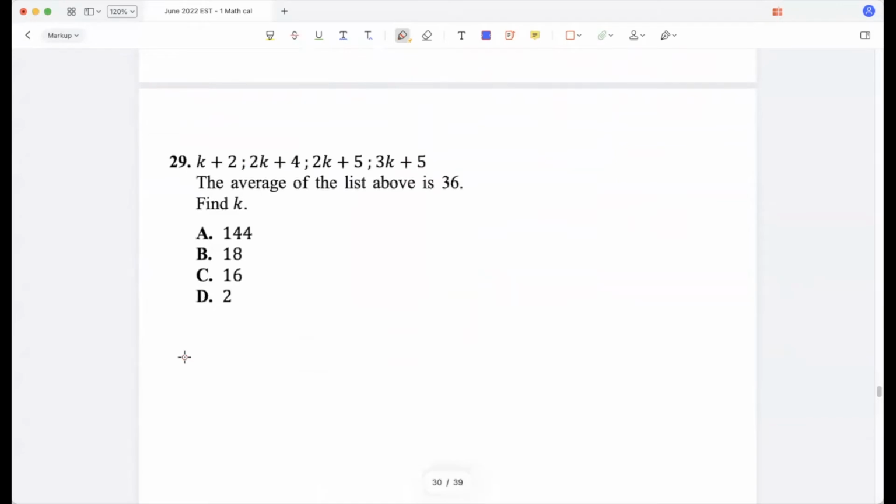Okay. The average of the above list is 36. What is K? So K, 3K, 5K, 8K plus 4 and 2, 6 and 5, 11 and 5, 16, 1, 2, 4 is 36. So 8 by 4 into K plus 2 is 36. So K plus 2 is 18. So K is 16.